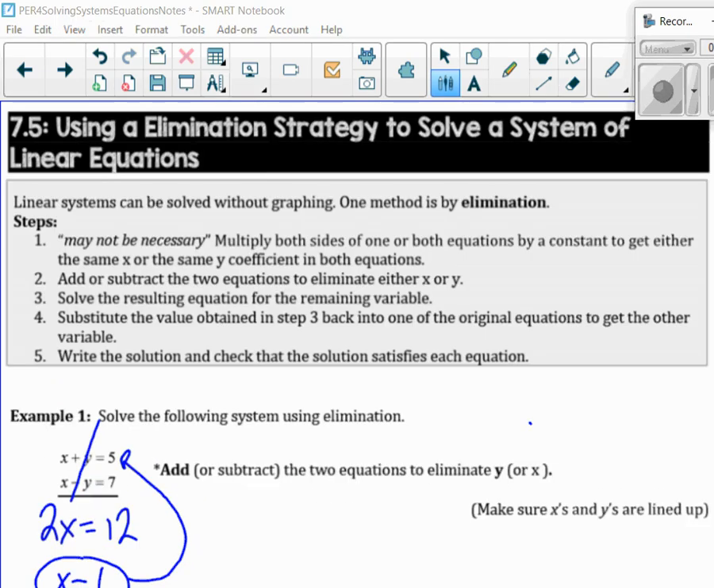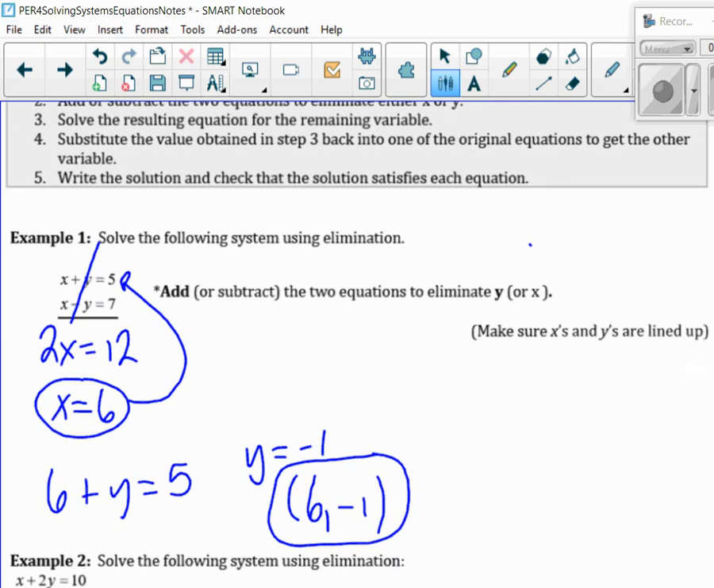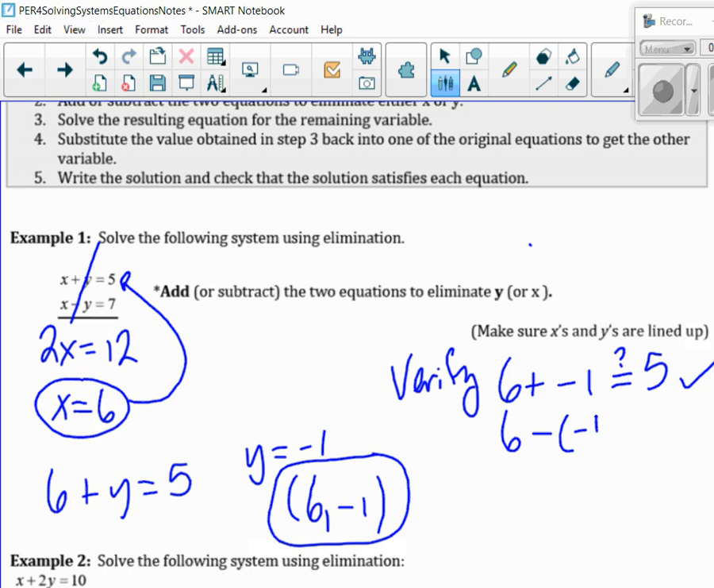Okay, so I didn't verify my answer here, so let's verify. Remember, when you verify, you have to plug it into both. So 6 plus -1, does that equal 5? This is my verify. Yes, and then 6 subtract -1, does that equal 7? Yes. Okay, so I know I did it right.